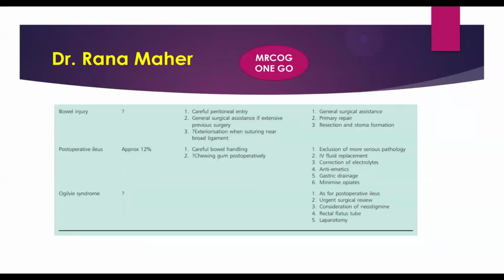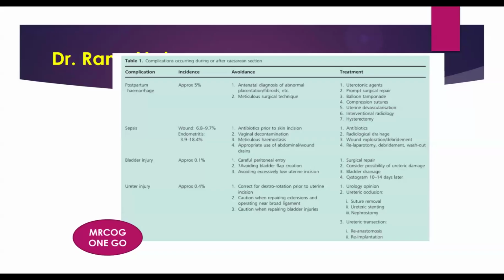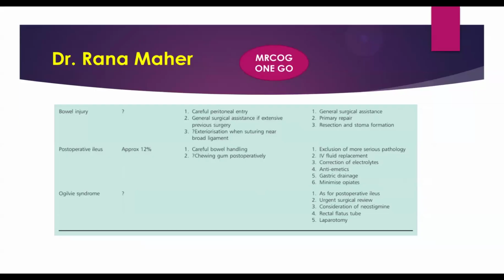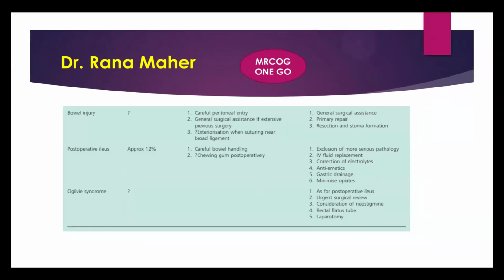This is the remaining part. It's the same table, guys. So this table, this part is the remaining part, right? So bowel injury, or bowel involvement, let's say involvement. We have three possibilities for that: either injury or ileus or Ogilvy syndrome. So three possibilities you need to cover in the exam. Once you think about bowel, think about the three possibilities.